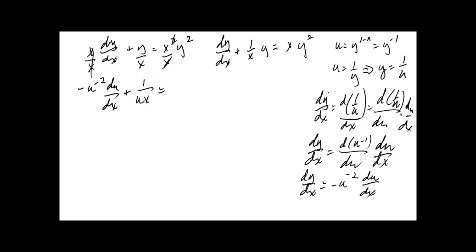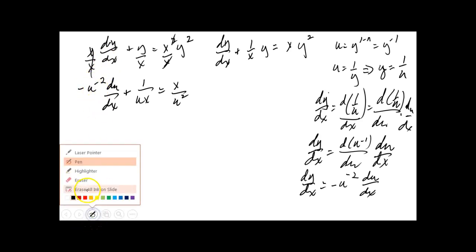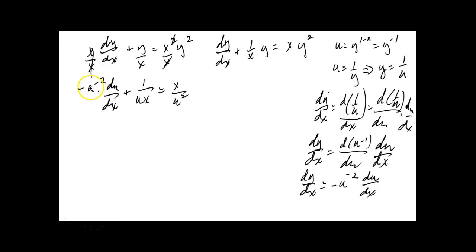is equal to, where is it? There it is, x over u squared. You buy that? Now this is the same as minus 1 over u squared. So I'm going to write it in that form to make it easier to see. Minus 1 over u squared.